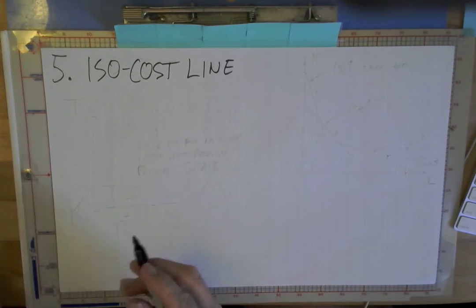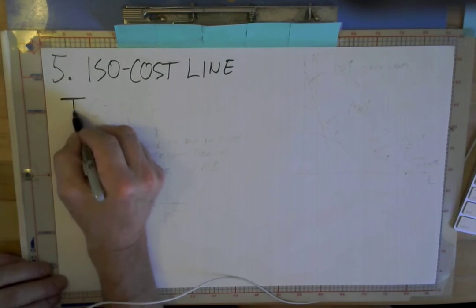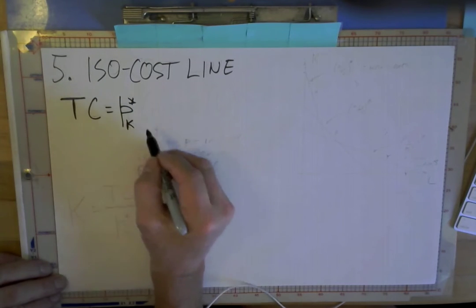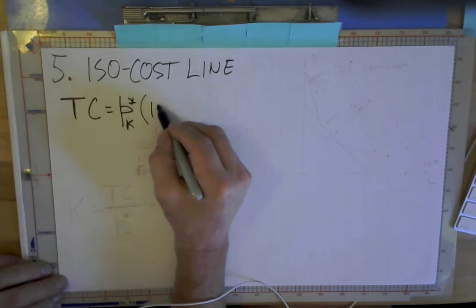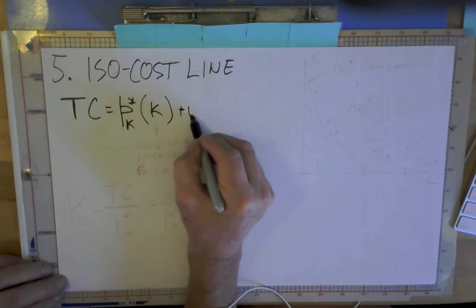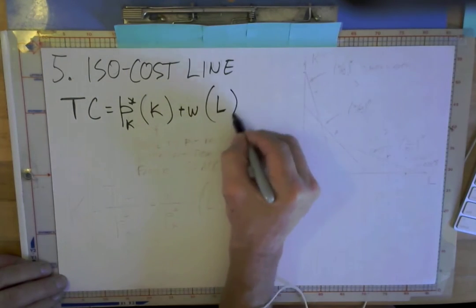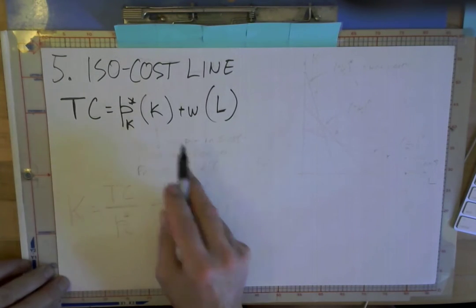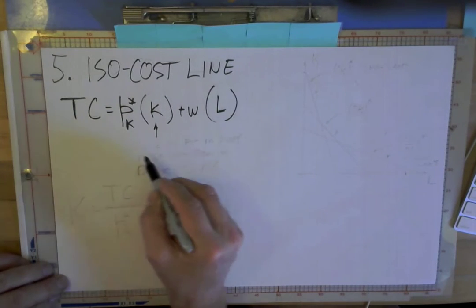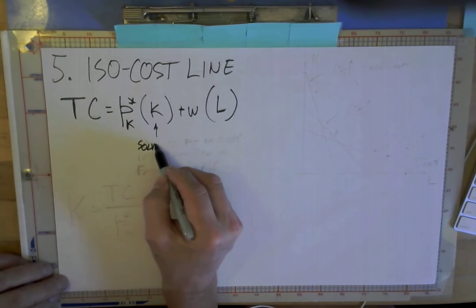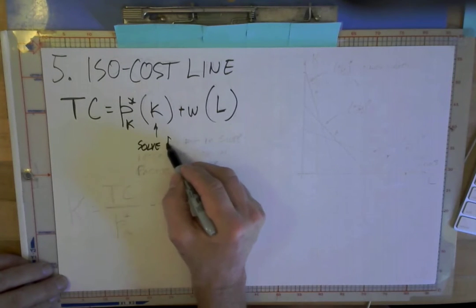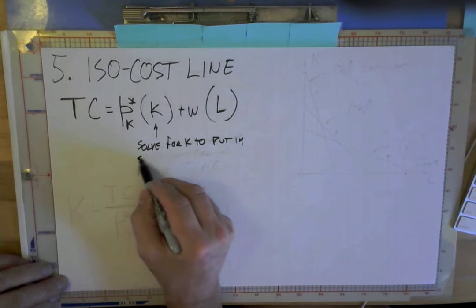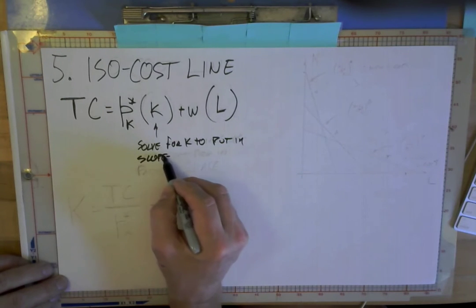If you recall, the total cost is equal to the price of capital star, which includes the normal rate of return, times the quantity of capital, plus the wage rate times the quantity of labor. Now what we want to do is draw this in factor space. In order to do that, we solve for K to put it in slope-intercept form.